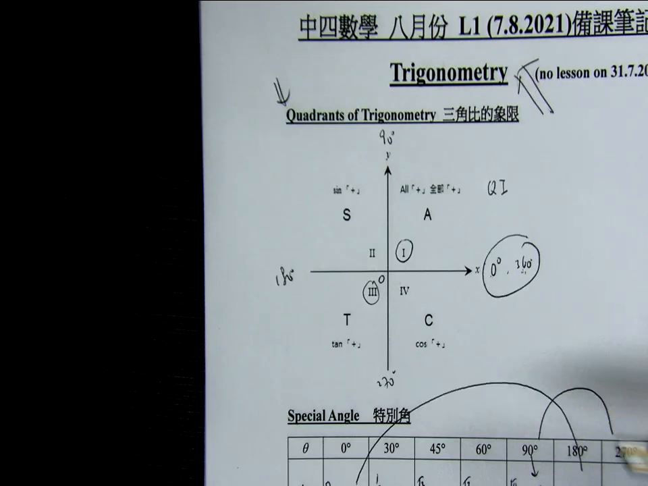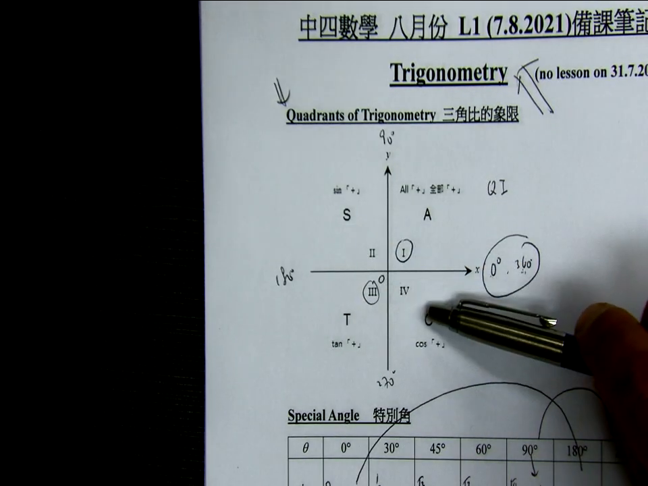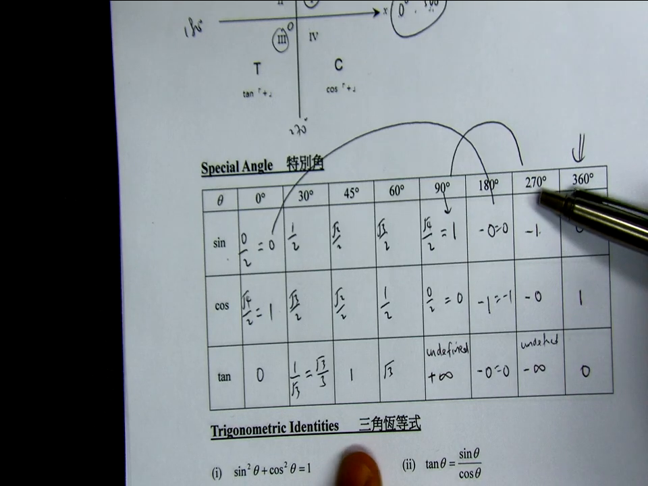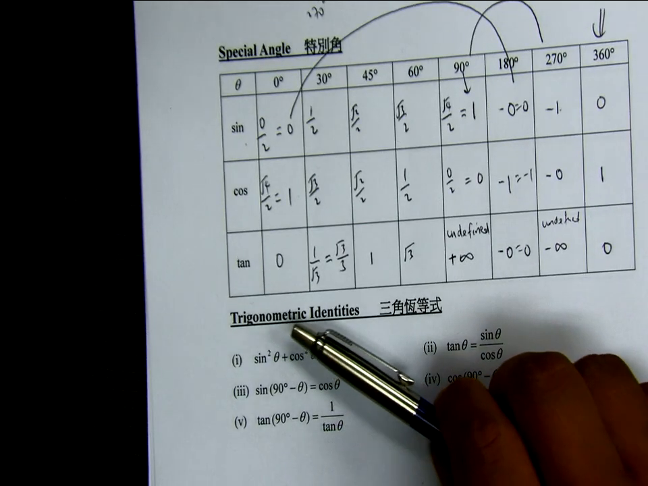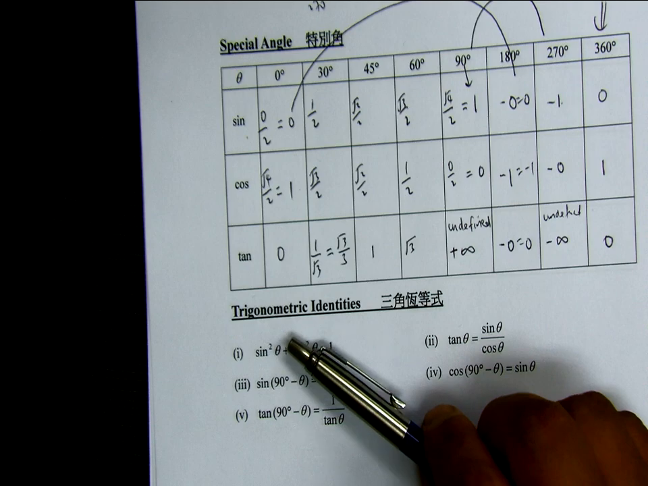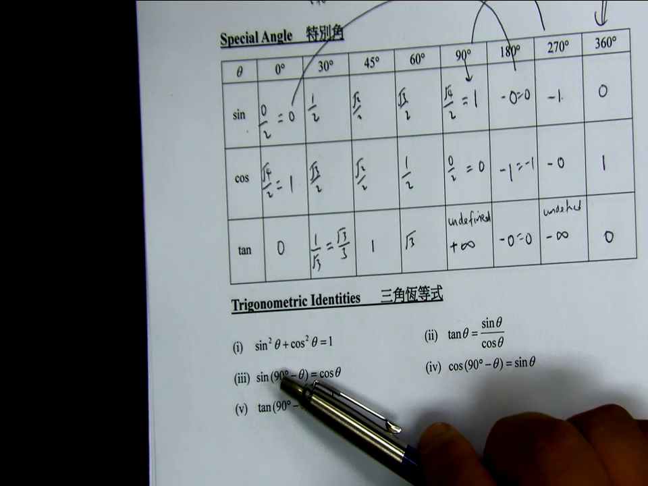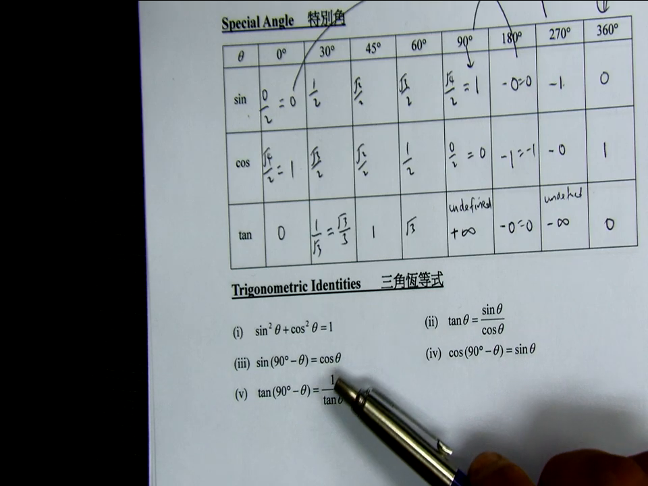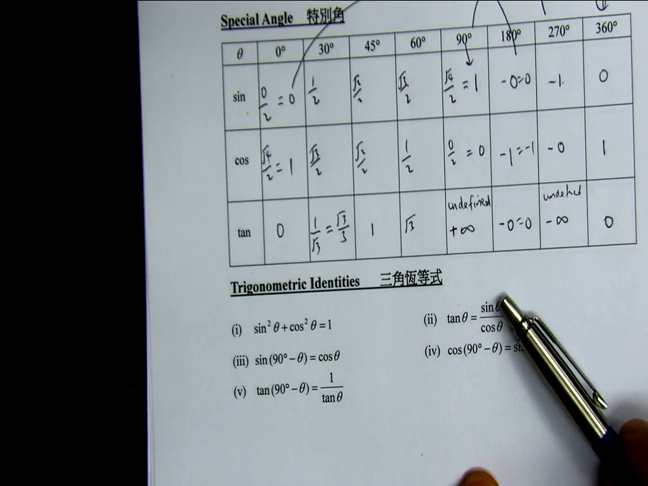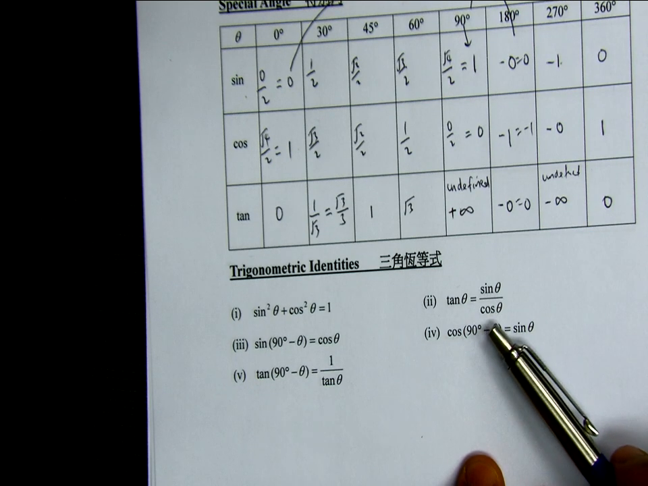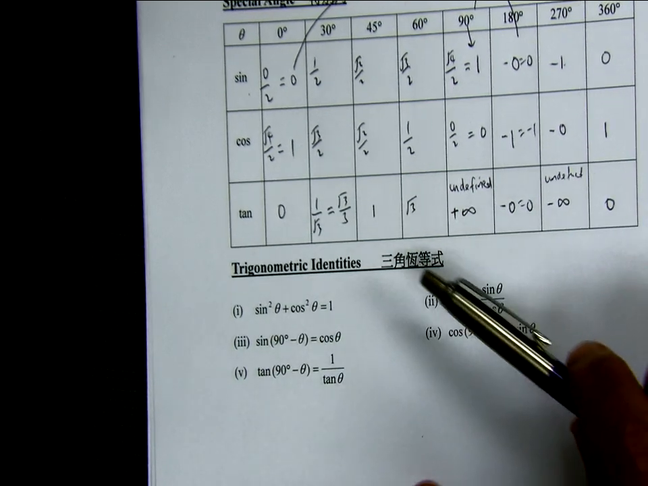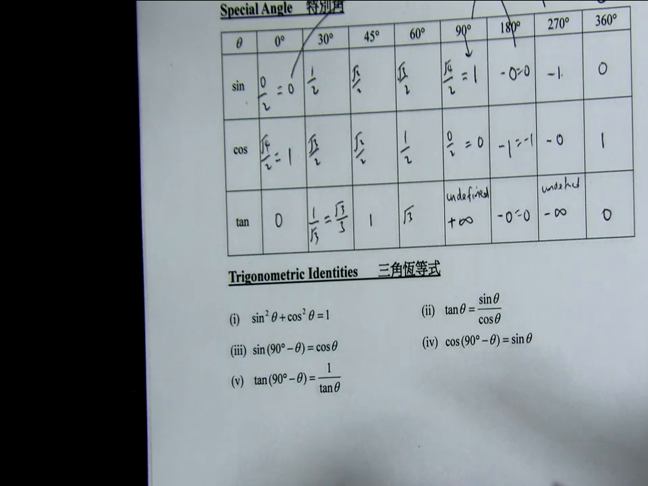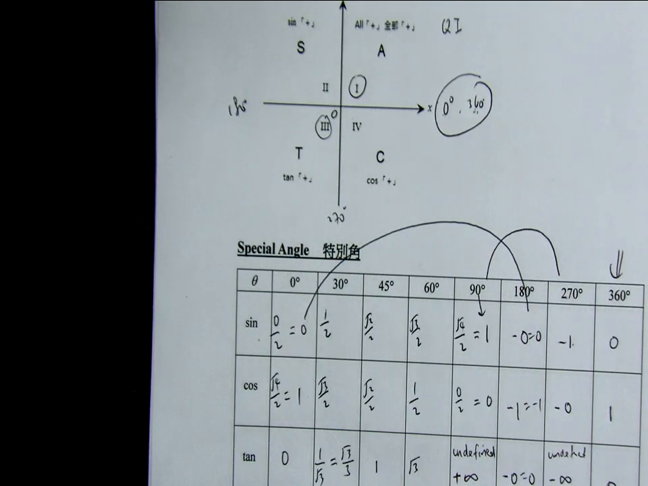I repeat: quadrant 1, 2, 3, 4, all special angles and trigonometry identities. This is sine square plus cosine square equals 1. Sine of 90 minus theta equals cosine theta. Tangent of 90 minus theta equals 1 over tangent theta. Tangent theta is sine theta over cosine theta. And cosine of 90 minus theta is equal to sine theta. These are the 5 trigonometry identities that you must bear in mind during your Form 4 study. So take some time to remember these preparation notes. And thank you for watching this video.